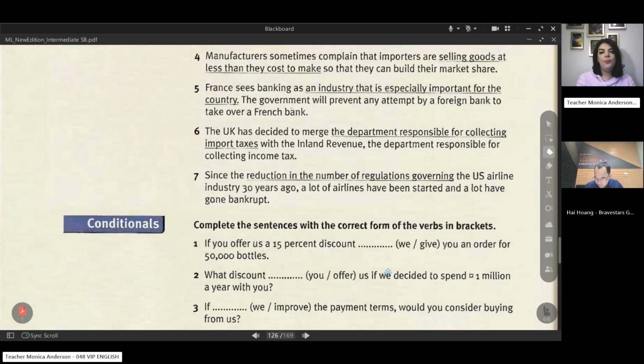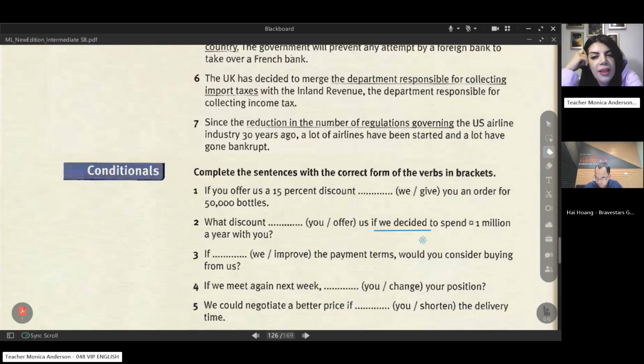And number 2, what discount if we decided, the second conditional? What discount do you offer us? No, this is second. Would. So if we decided, what discount would you offer? This is second conditional. The second clause is a would clause, so would and the base form of a verb. So, what discount would you offer?